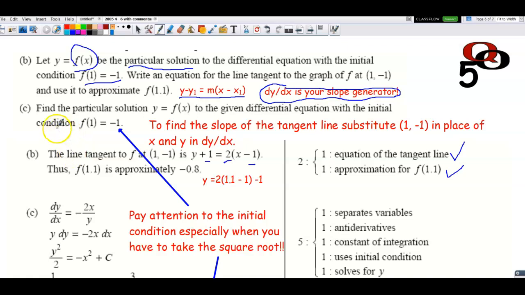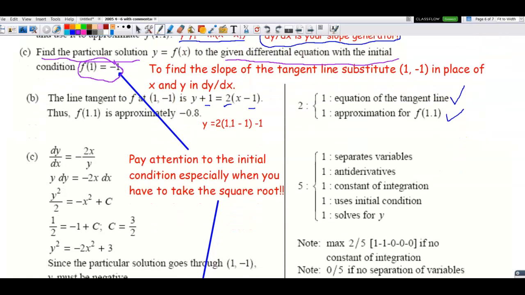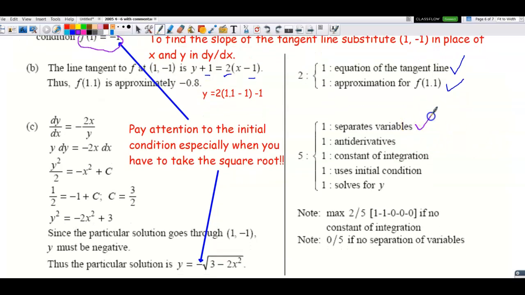And finally, for letter C, we are finding the particular solution. So now we're going to separate, integrate, solve, solve. Define f of x with the initial condition of 1, -1. So there's where I'm going to find my plus c. So we're going to get 1 point for separating the variables. So we have a good separation.